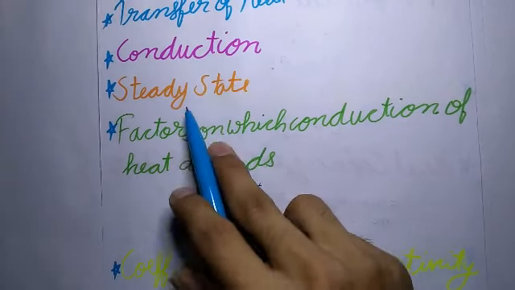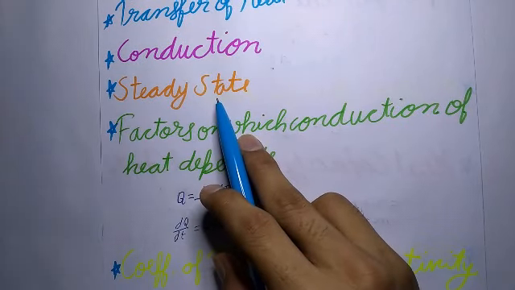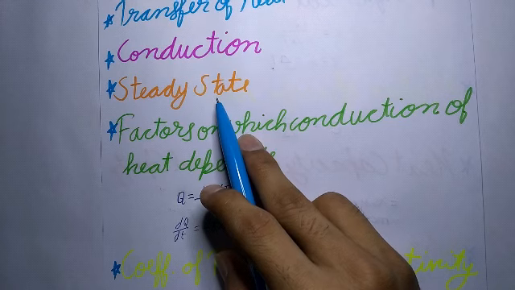Now let's understand steady state. The state of the rod when the temperature of every cross section of the rod becomes constant and there is no further absorption of heat in any part is called steady state.